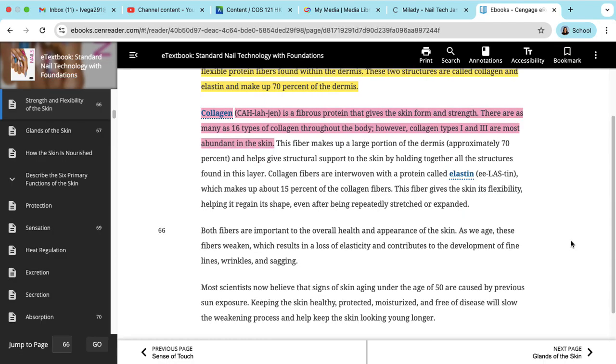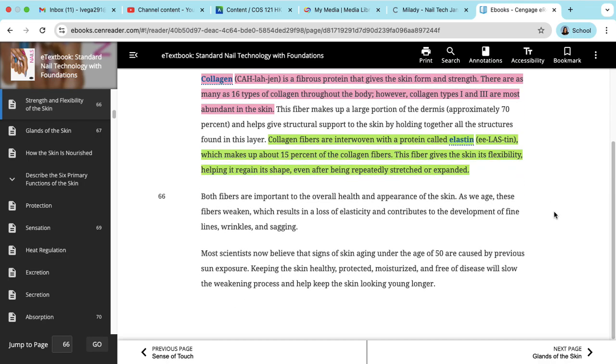Collagen fibers are interwoven with a protein called elastin, which makes up to 15% of the collagen fibers. This fiber gives the skin flexibility, helping it regain its shape even after being repeatedly stretched or expanded. Both fibers are important to the overall health and appearance of the skin. Most scientists now believe that signs of skin aging under the age of 50 are caused by previous sun exposure.